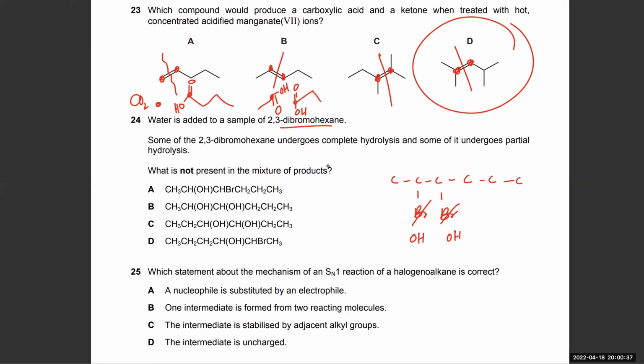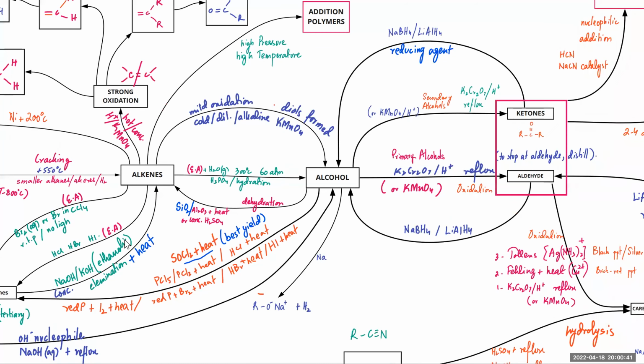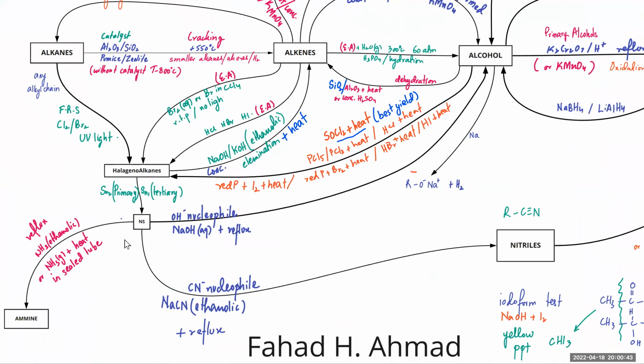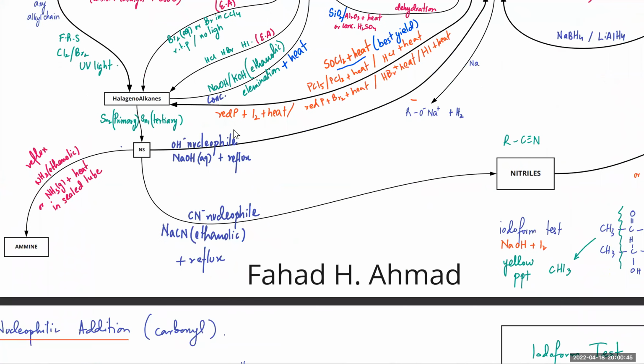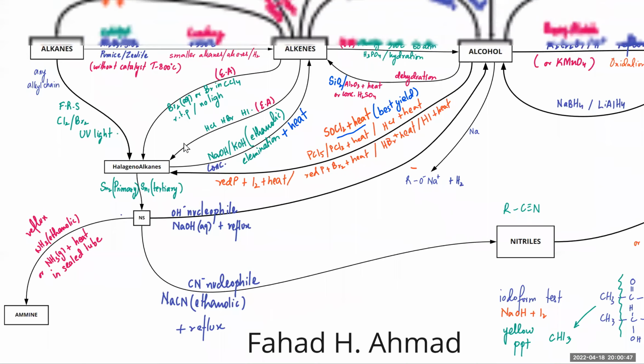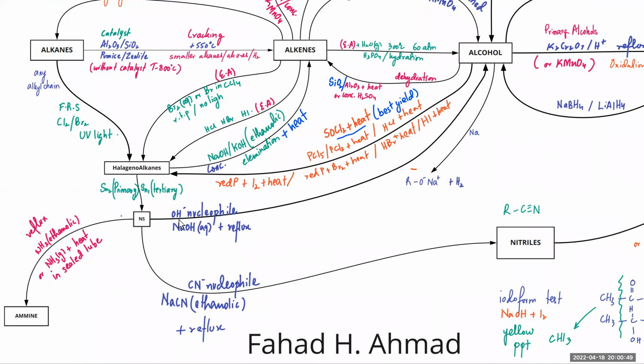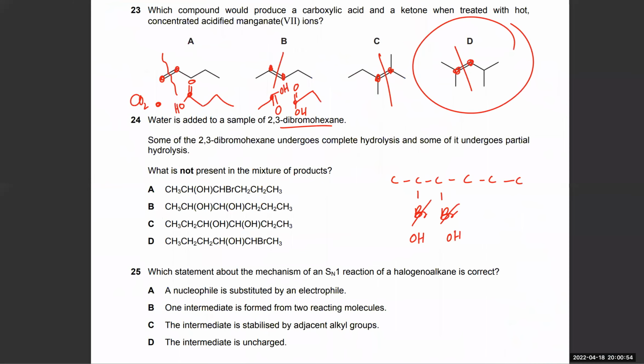Partial means one of them gets replaced by OH. The conditions for this specific reaction: this is a halogenoalkane, remember, gets hydrolyzed by NaOH aqueous, and you reflux it, it turns into an alcohol. The halogen would get replaced by OH ions. So that is what hydrolysis is.